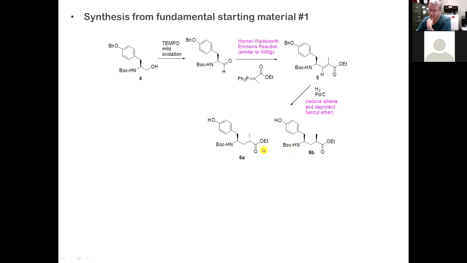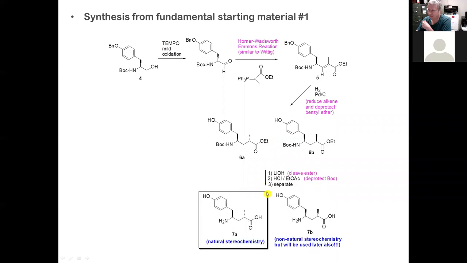Inseparable. Well, that's a big problem, right? How can you do anything with this if it's inseparable? Well, what they did is they kept going, and then they were able to separate it later. Because you wouldn't want to put a mixture of diastereomers into your drug, right? So they're able to eventually separate these.